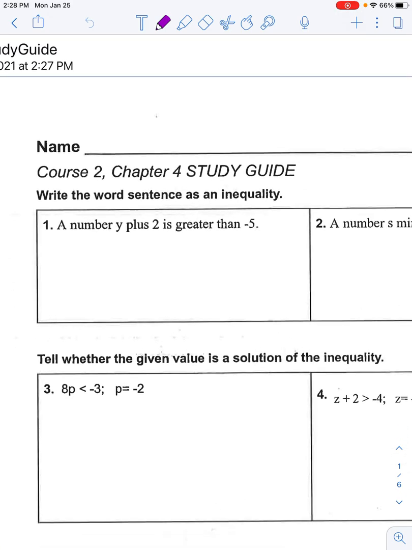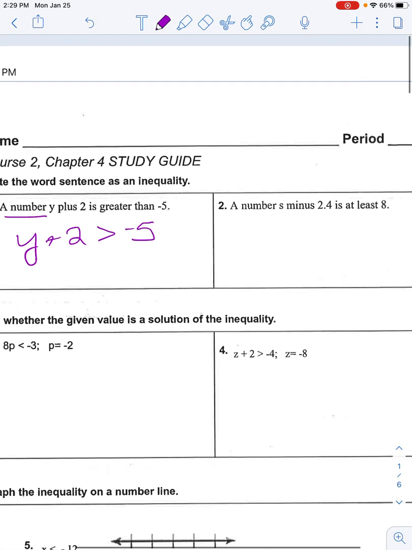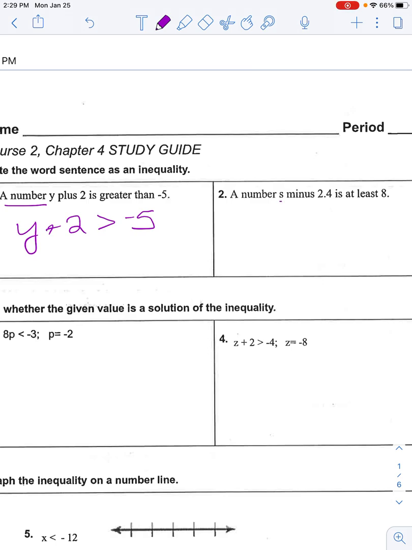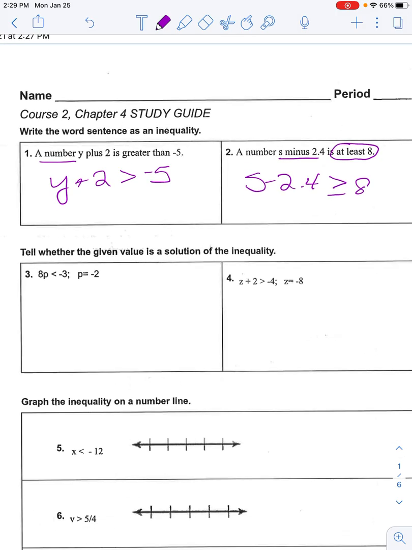Number 1 and 2, we are writing the word sentence as an inequality, not solving, just writing it as an inequality. The number y plus 2 greater than -5, that's it. S minus 2.4 is at least 8. At least would be greater than or equal to 8.